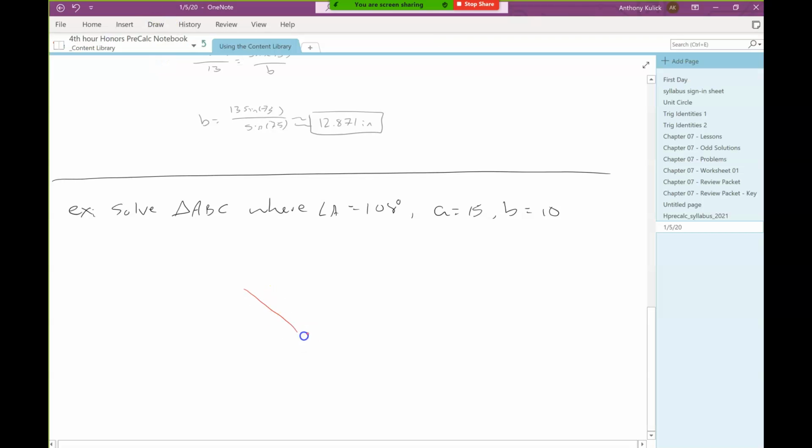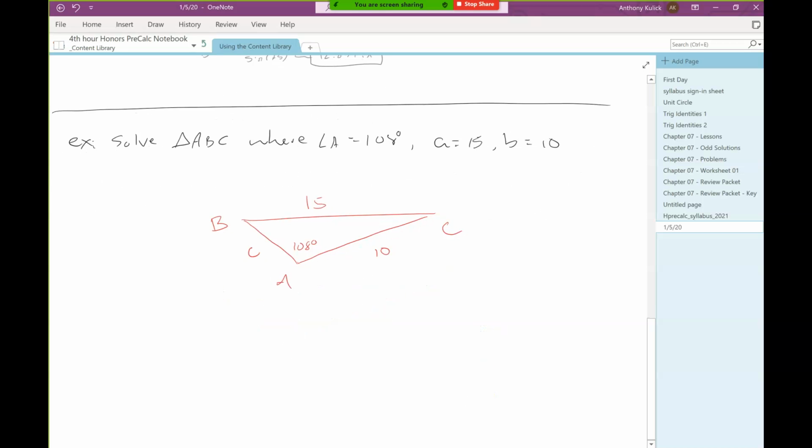So again, we'd start by drawing a triangle and labeling it. Everybody good with how I labeled that? Okay, we have three things to find. We need to find angle B, angle C, and then side C. Nothing is for free right away though, right? We have to go straight to the law of sines.